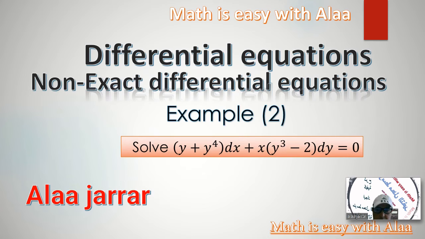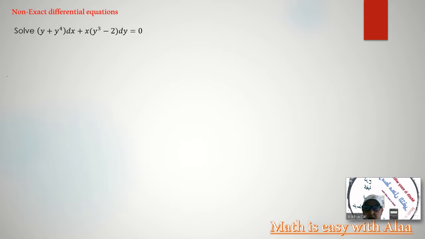Today we will discuss differential equations, non-exact differential equations. Example 2. How can we solve (y + y^4) dx + (x y^3 - 2) dy = 0? We know that the form of the exact equations is M(x,y) dx + N(x,y) dy. So this function will be M(x,y), and the other one will be N(x,y).